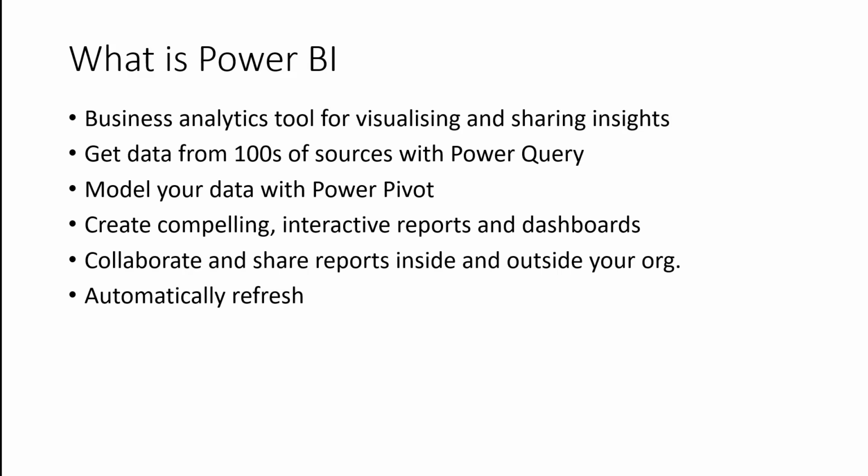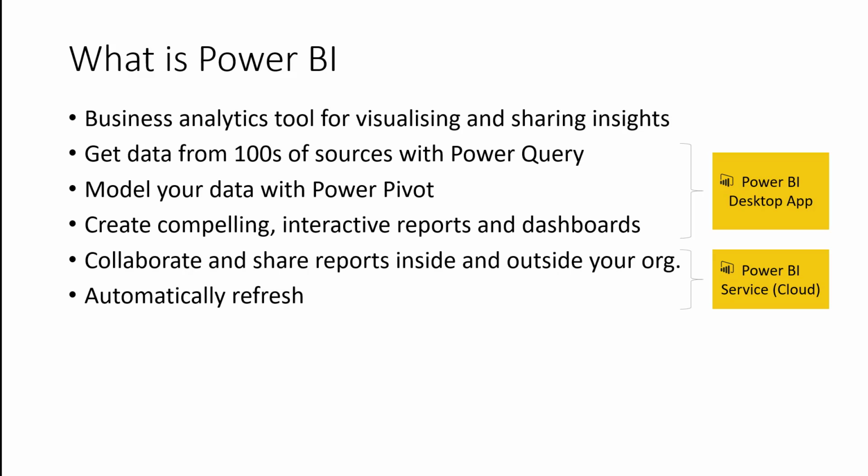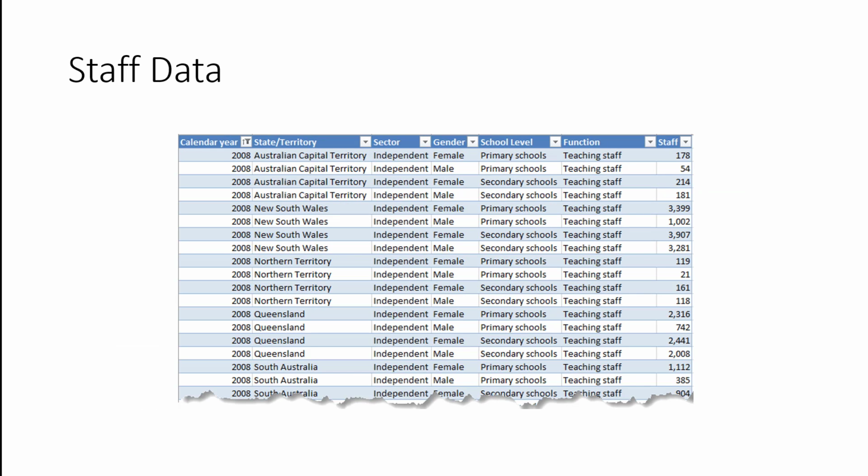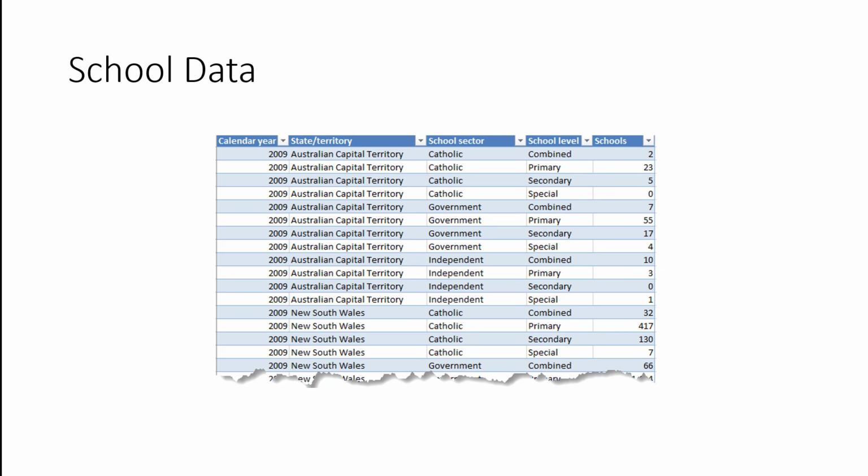And there are two main Power BI tools. We use the free Power BI desktop tool to get our data, model it, and then create the reports. We then publish them to the online Power BI service where we can collaborate and share them with our audience. Now the data we'll be working with is 10 years worth of student data spread over 10 separate CSV files, one for each year. I've saved it in an online SharePoint folder. I also have 10 years worth of staffing data spread over another 10 CSV files, and 10 years worth of school data spread over a further 10 CSV files. So now that we're familiar with the data, let's look at building our reports.